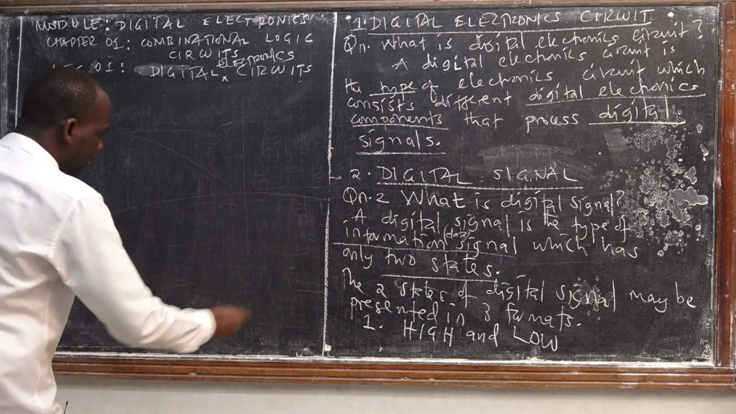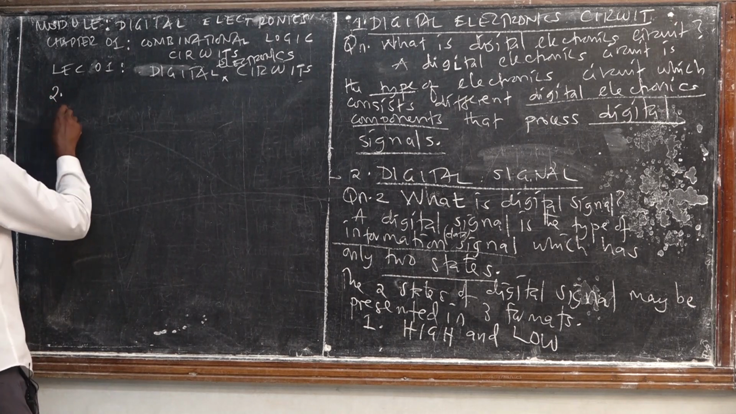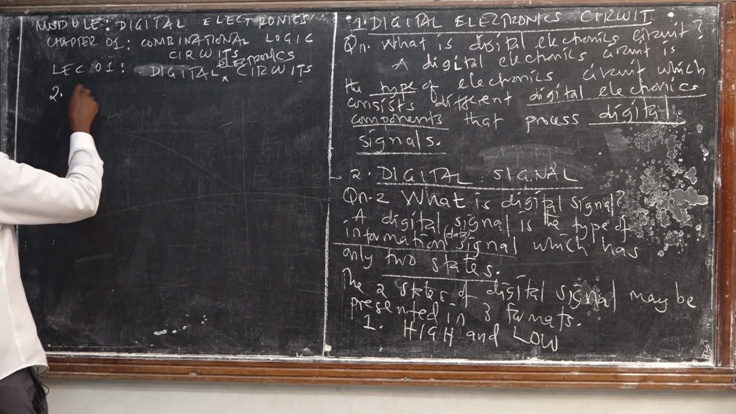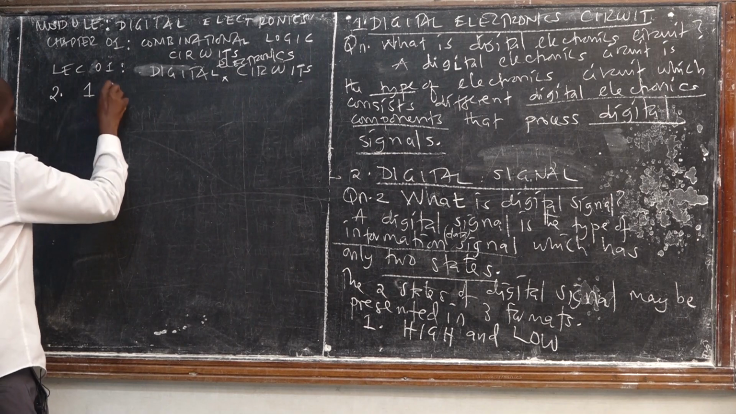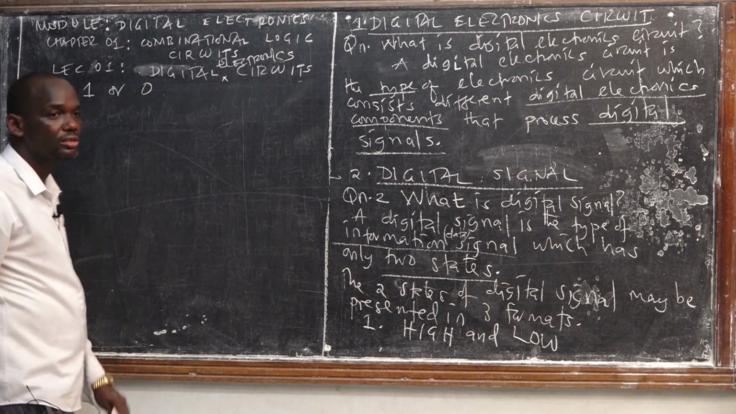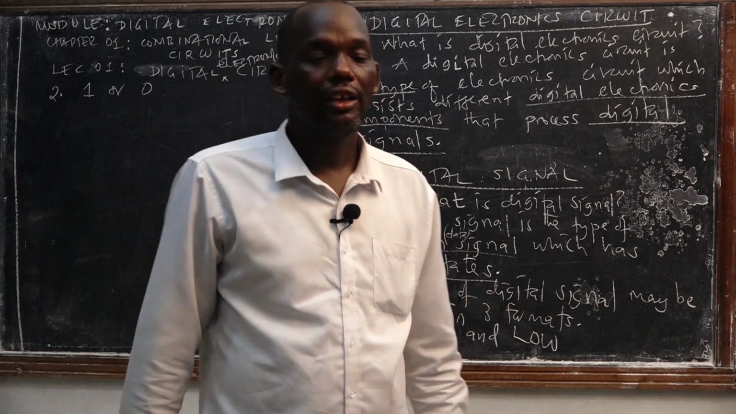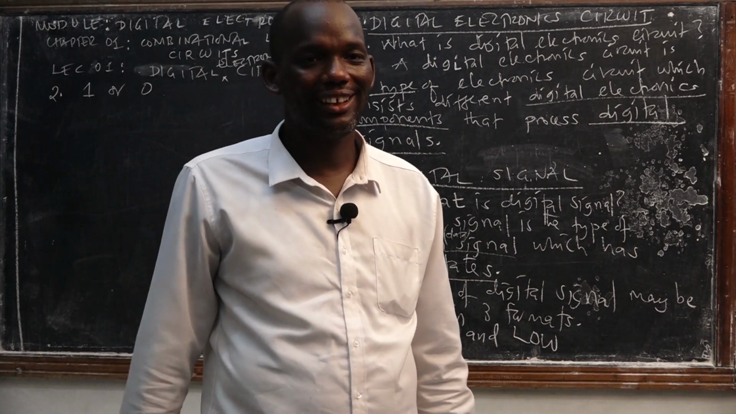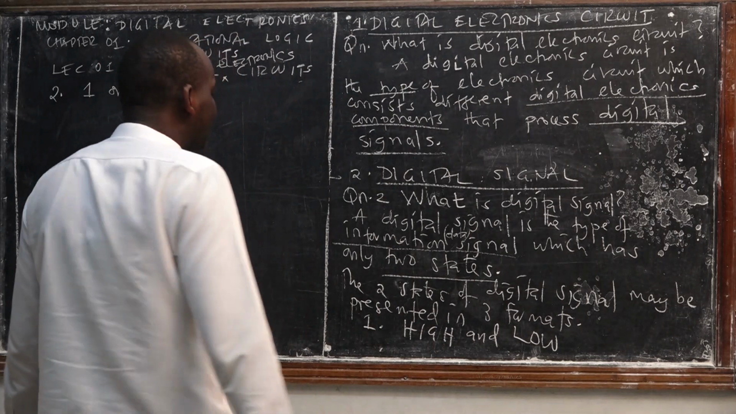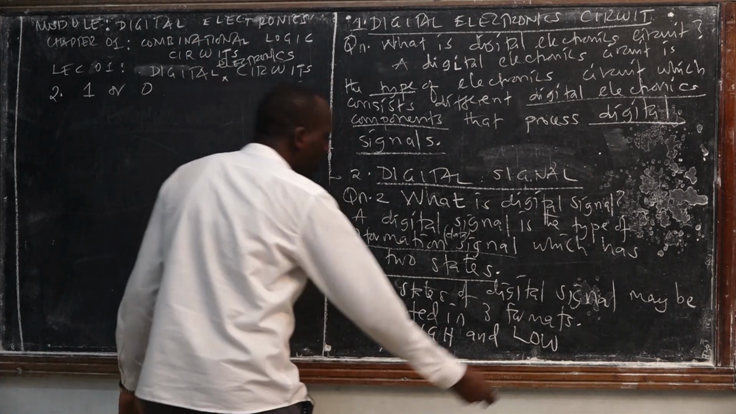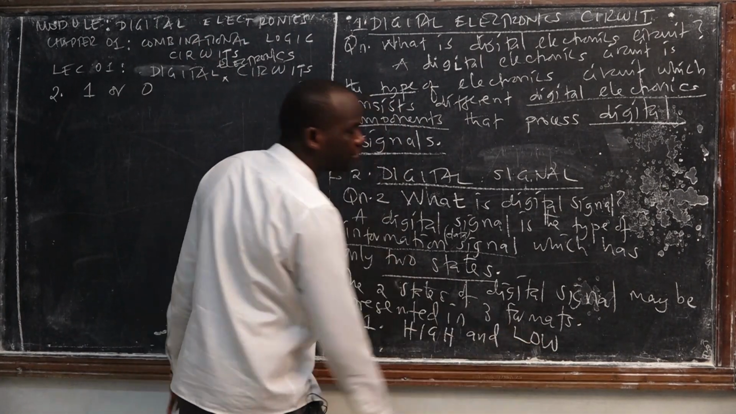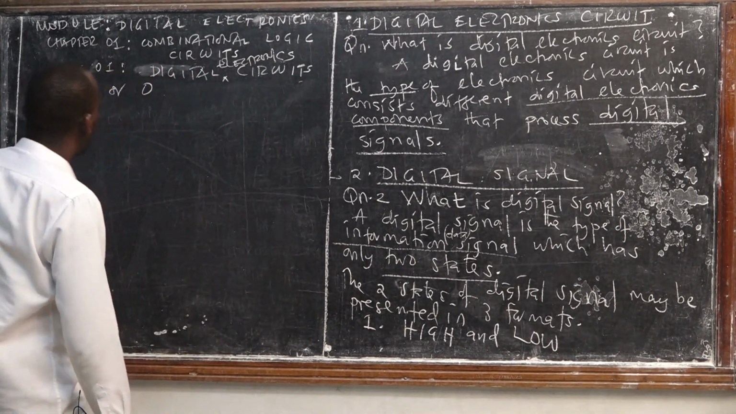Then, we can present that digital signal in this state, which can present as bit number 1 or bit number 0. So you can present it as high or low. Say high or low. High. 1 or 0.